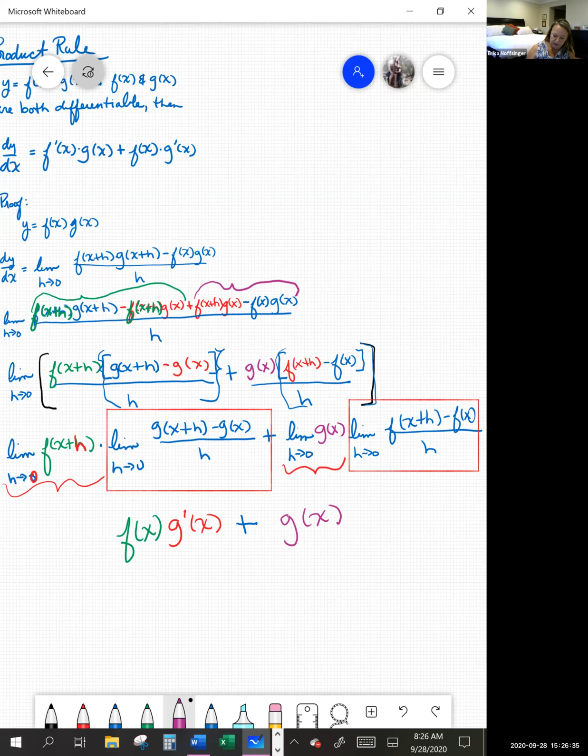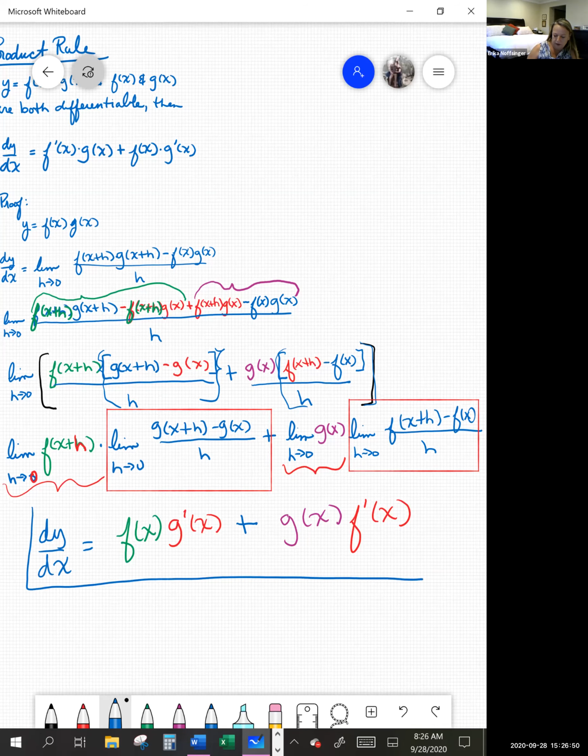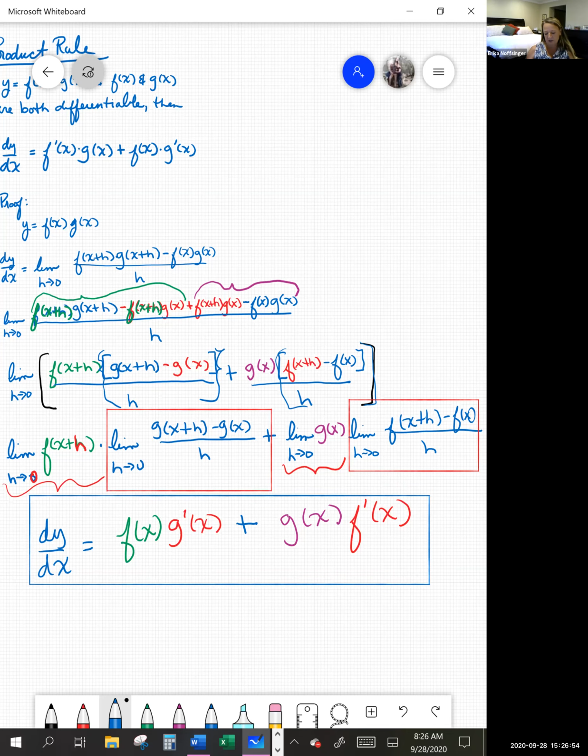And so this is what we got the derivative to be. We found dy dx is equal to the following: the first function times the derivative of the second plus the second function times the derivative of the first.